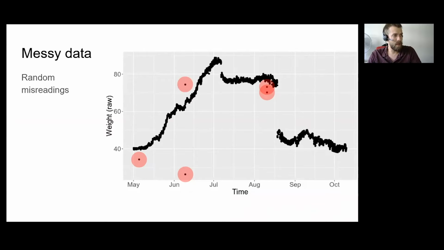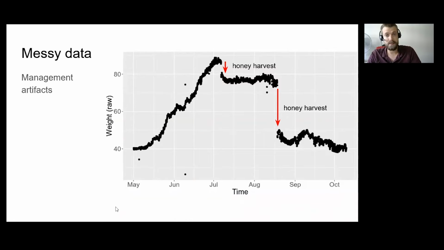More problematic, though, are the weight artifacts that actually reflect real events, but events that have nothing to do with the natural growth of the colony. These are things like honey harvest or supering. Under ideal circumstances, you would take really thorough notes and you would know exactly when a given management intervention happened, and you would have before and after weight, and you could, with zero uncertainty, just subtract that change and reconstruct your data. But this is real life.